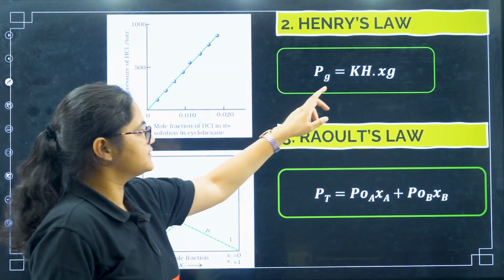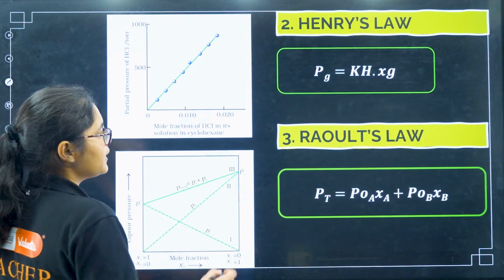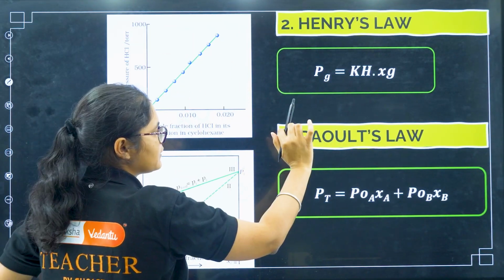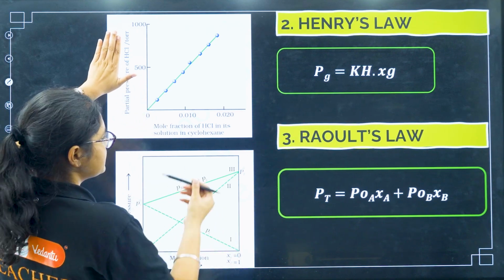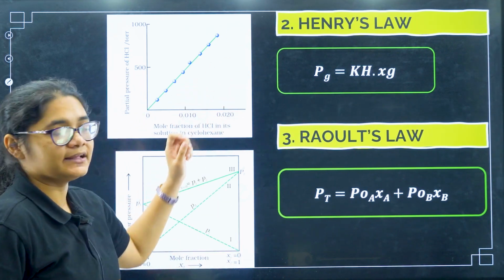With this we will go to the next part, that is Henry's law. P of the gas is equal to KH into mole fraction of the gas. This is your Henry's law. You can see it is a straight line equation. If you have pressure on the y-axis and mole fraction on the x-axis, you get a straight line graph, where KH is the slope.